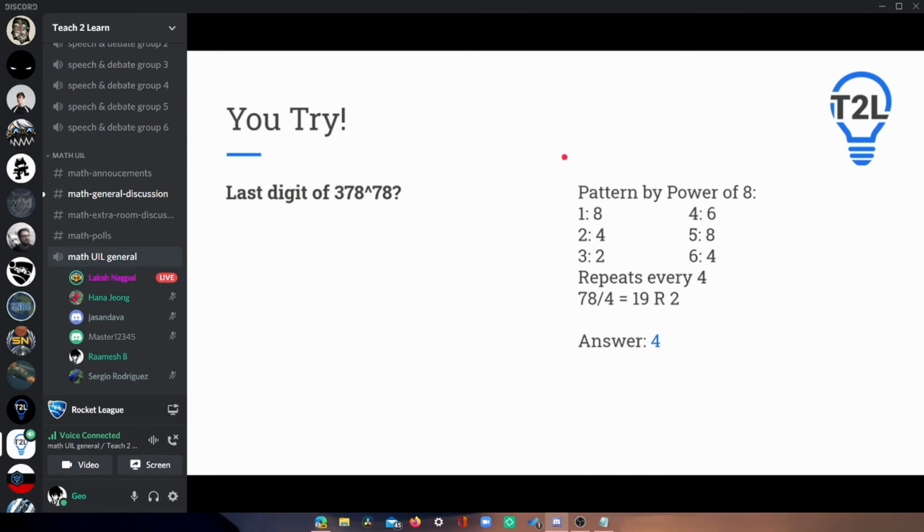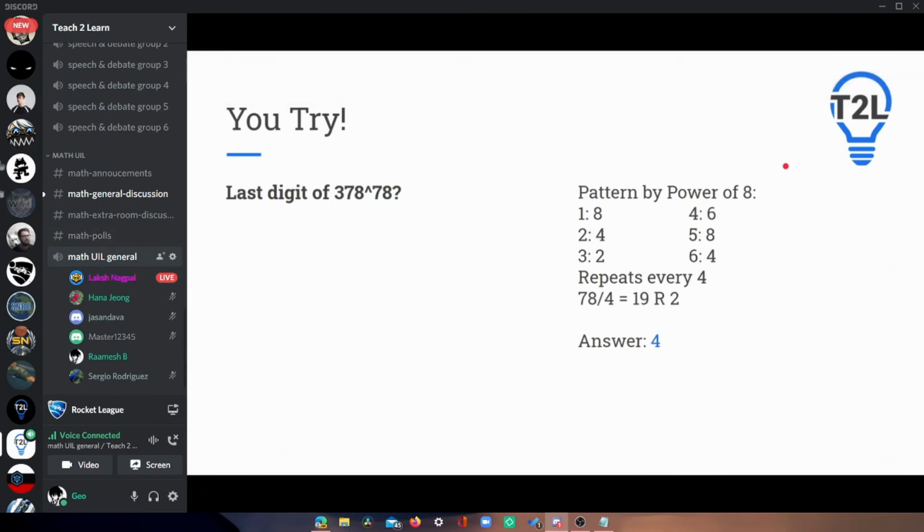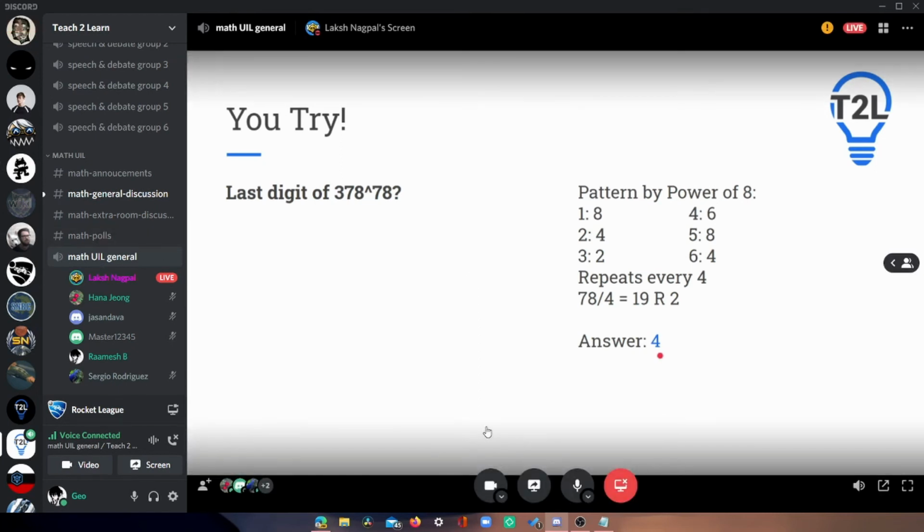So how do you find the answer from the remainder? Whatever your remainder is, here it's 2, you refer back to the chart and find whatever 2 matches with. Since 2 matches with 4 in this case, the answer is 4. So just refer back to the chart.